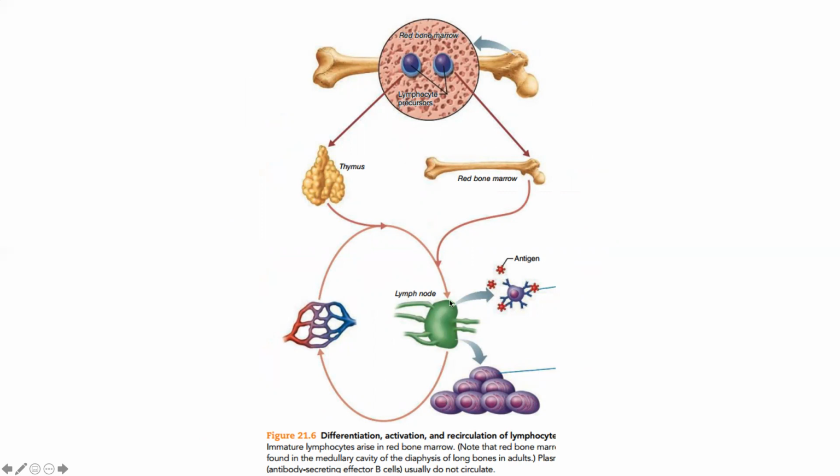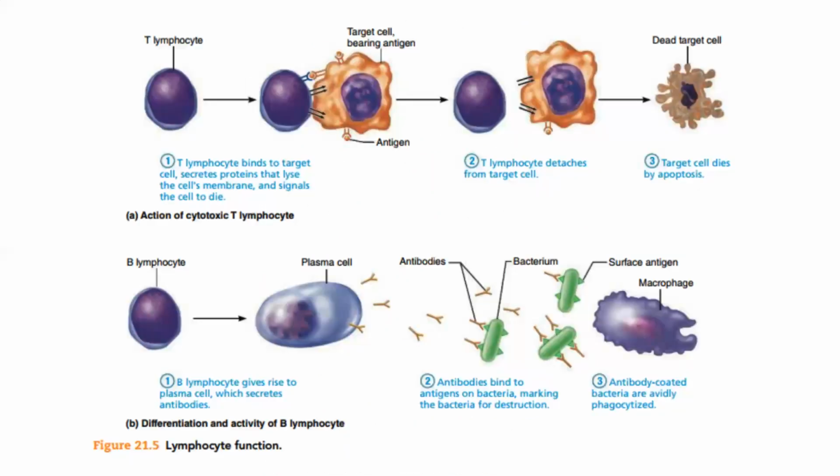Now we can see the lymph node, which stores B lymphocytes and T lymphocytes. They will go and attack the invading antigen in two different ways. So let's look at how these lymphocytes defend our body against these antigens. Now this is the T lymphocyte and this is the B lymphocyte.